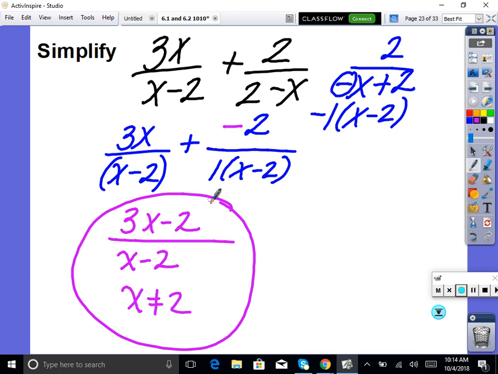So what if this would have been negative 2 on bottom? Let's pretend I changed the problem to negative 2. You could have taken the negative up, but then you couldn't take the 2 up. So what would I have to multiply here by? 2 over 2. Okay, good.